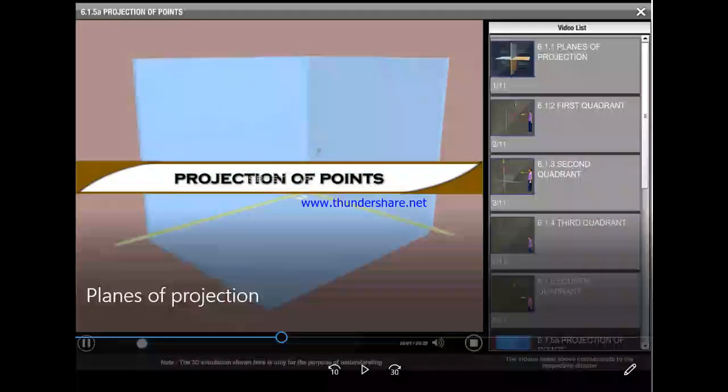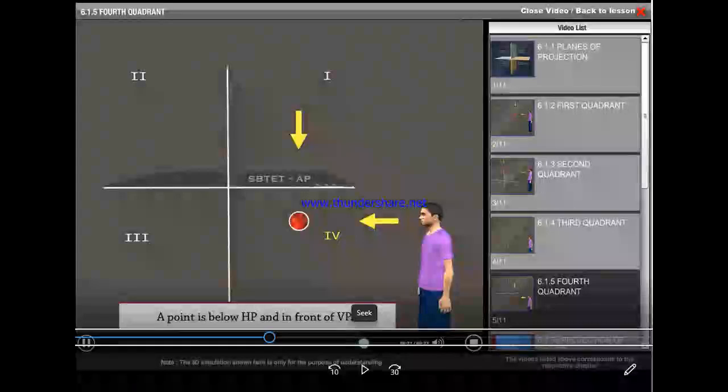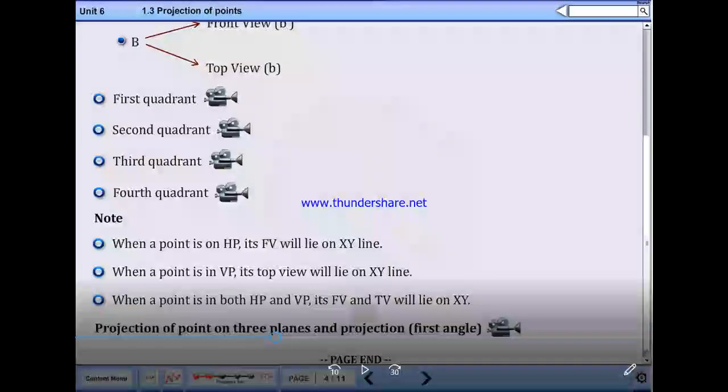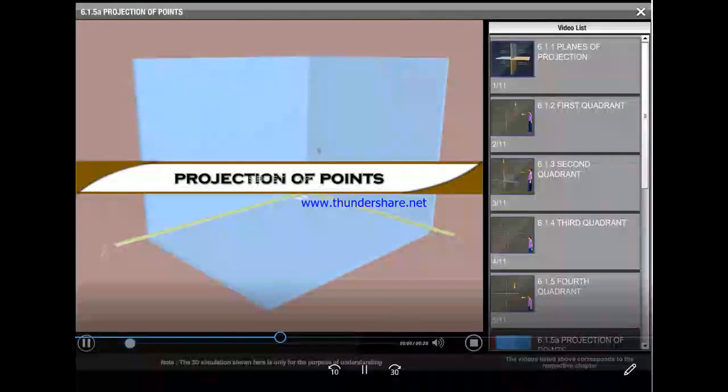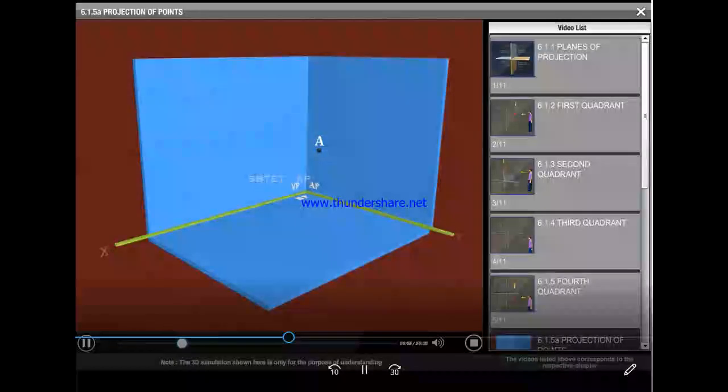Projection of points. In this we see how a point can be projected onto the vertical plane and horizontal plane. The point can be projected onto the horizontal plane by looking from the top, and the point can be projected onto the vertical plane by looking from the front.